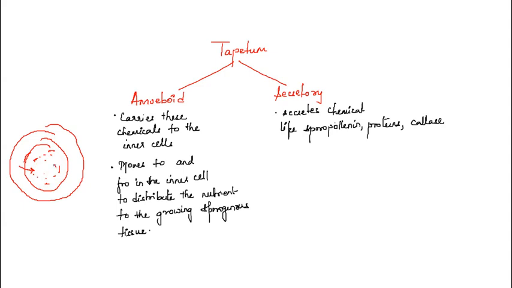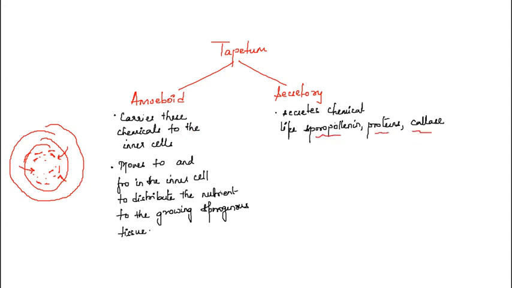So they are carrying the chemicals from the outer layer to the inner layer, and to and fro inside the inner layer also, so that they will be uniformly distributed. And the secretory tapetum secretes sporopollenin, proteins and callase enzyme, which we discussed already.